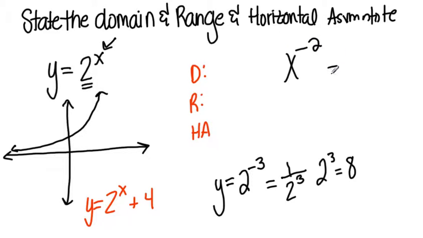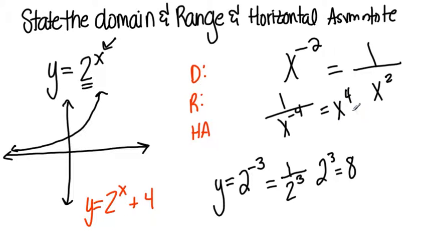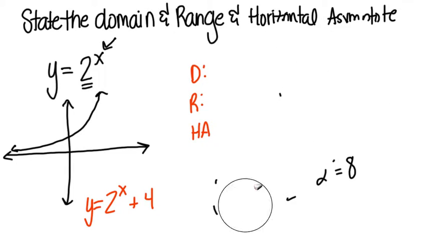X to the negative 2. I can put that on the bottom and it becomes a positive. If I had x to the negative 4 on the bottom, I could push it up top and make it positive. So if I had 2 to the negative 3, that pushes down. Are you with me? Okay. So is there any x value that I couldn't have? No. So that would be all reals.